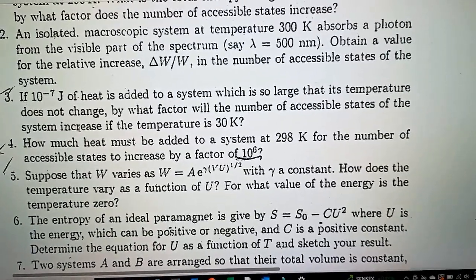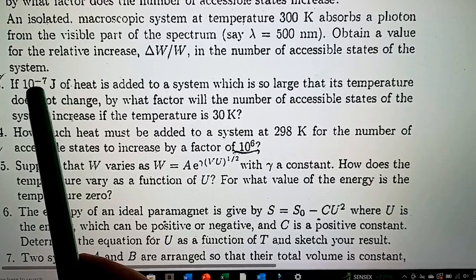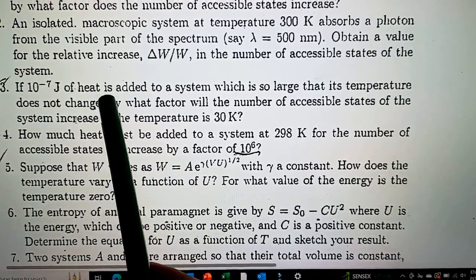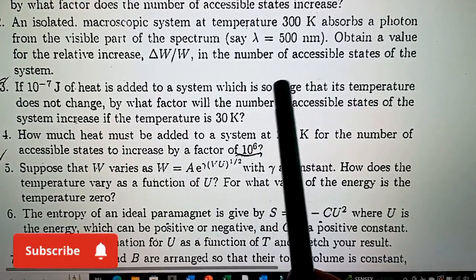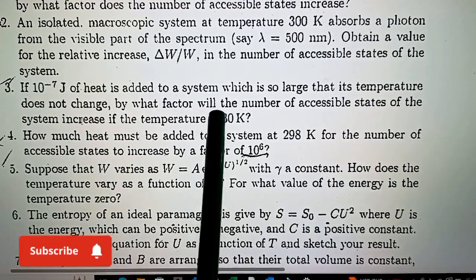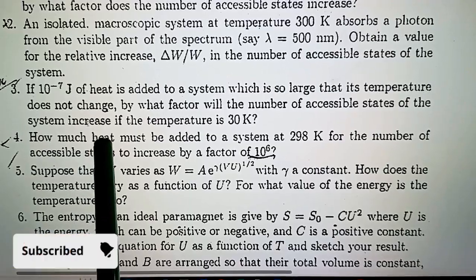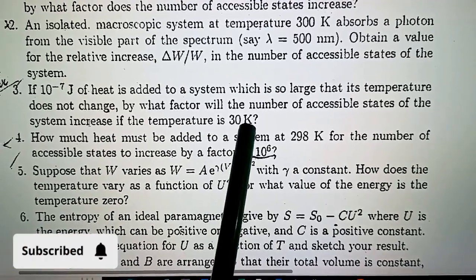So let's see the problem statement here. It says that if 10 to the power minus 7 joule of heat is added to a system which is so large that its temperature doesn't change, by what factor will the number of accessible states of the system increase if the temperature is 30 Kelvin?